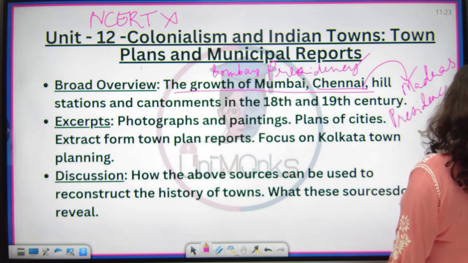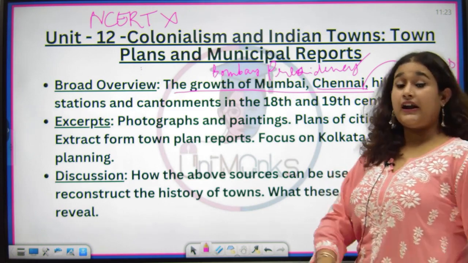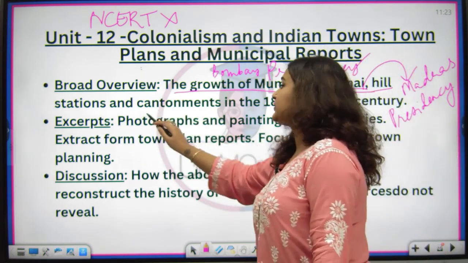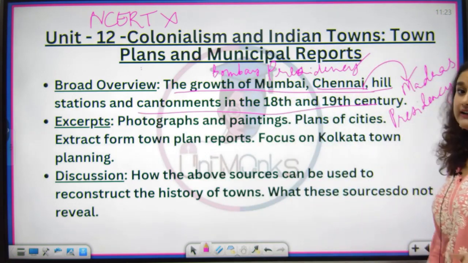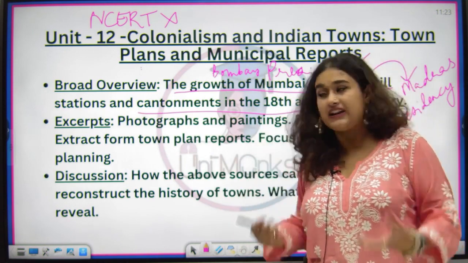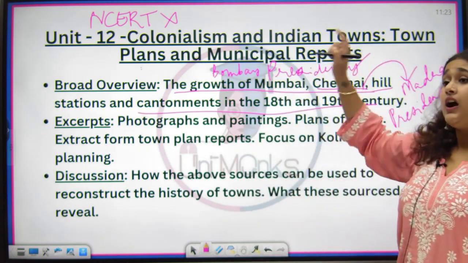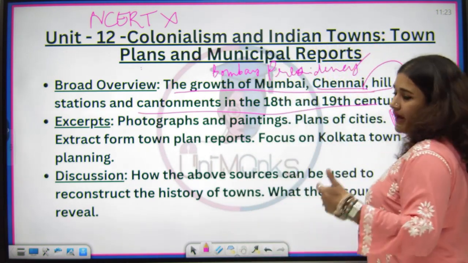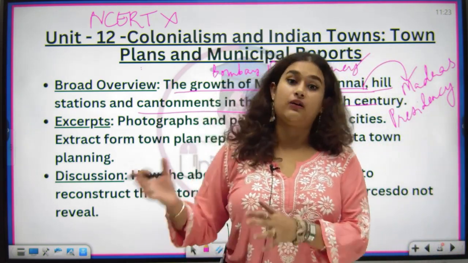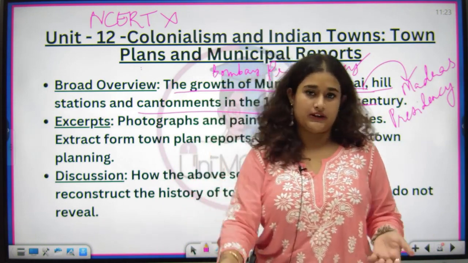So, understanding the growth of these two presidencies, the hill stations and the cantonments that came up in the 18th and 19th century. All right, very, very important, very interesting actually. Apart from the Bombay and Madras Presidency, focus will also be on the Bengal Presidency or on Kolkata most importantly.